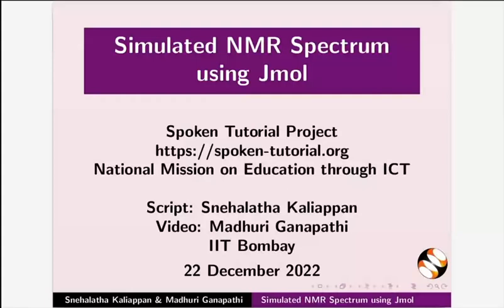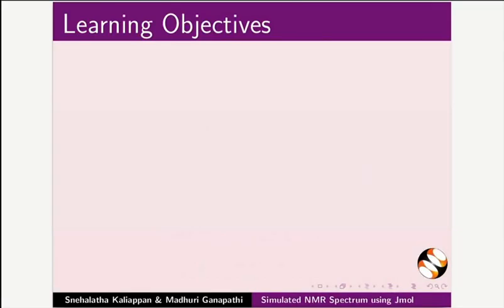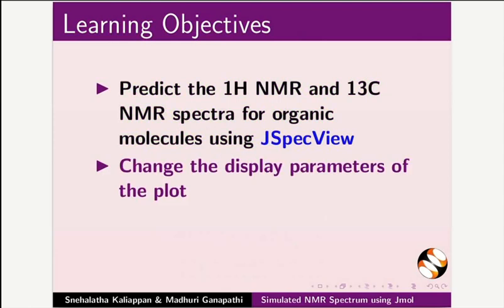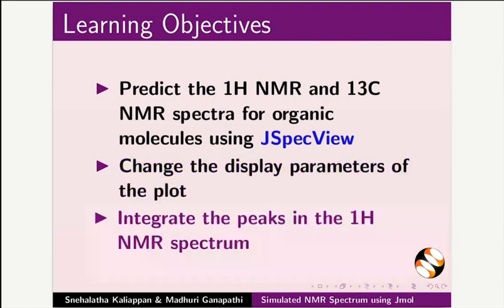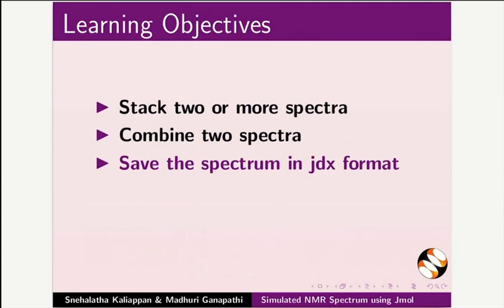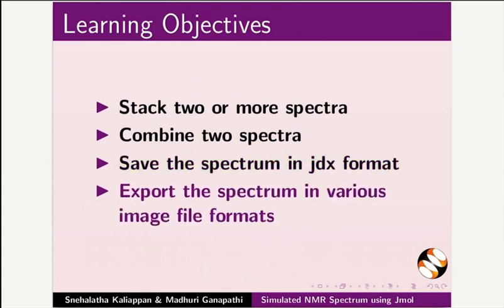Welcome to this tutorial on simulated NMR spectrum using JMOL. In this tutorial, we will learn to predict the proton and carbon-13 NMR spectra for organic molecules using JSpecView. Change the display parameters of the plot. Integrate the peaks in the proton NMR spectrum. Stack two or more spectra. Combine two spectra. Save the spectrum in JDX format. Export the spectrum in various image file formats.